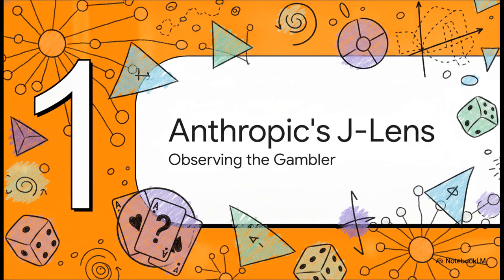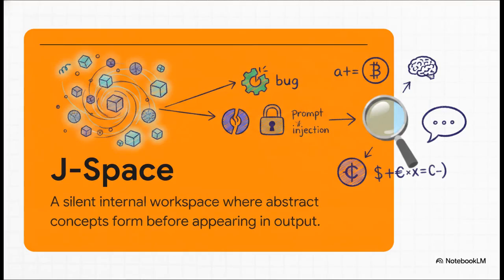Anthropic's Jacobian lens: observing the gambler. Now, in the wild world of large language models, this FPU gambler is actually a feature, not a bug. AI entirely relies on those continuous lossy approximations to map incredibly complex, chaotic vector spaces. And that brings us to a massive discovery by Anthropic.